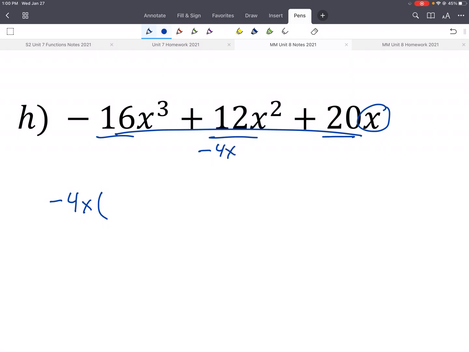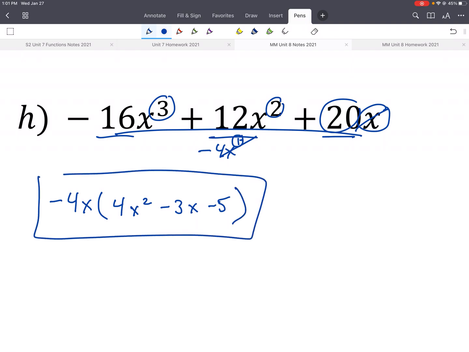Okay, so negative 16 divided by negative 4 is 4. We have 3 minus 1 gives us x squared. 12 divided by negative 4 gives us a negative 3. And then we have 2 minus 1 gives us x to the 1. And then 20 divided by negative 4 gives us a negative 5. And we have x over x, those cancel.